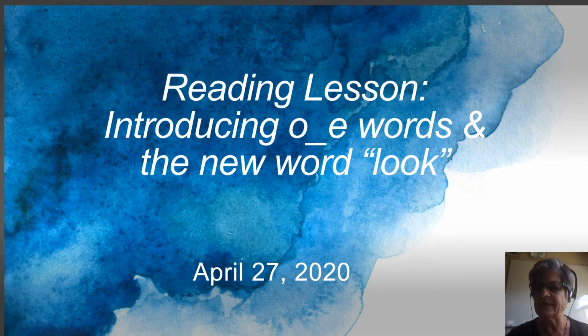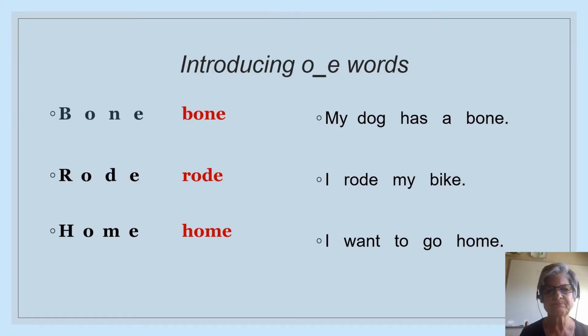Okay, we'll begin the next slide. On this slide, we're introducing words that have the O in the middle of it, and when the O says its own name, and have a quiet E at the end of them. Remember we taught you in previous weeks words that had an A in the middle and have the silent E in the end.